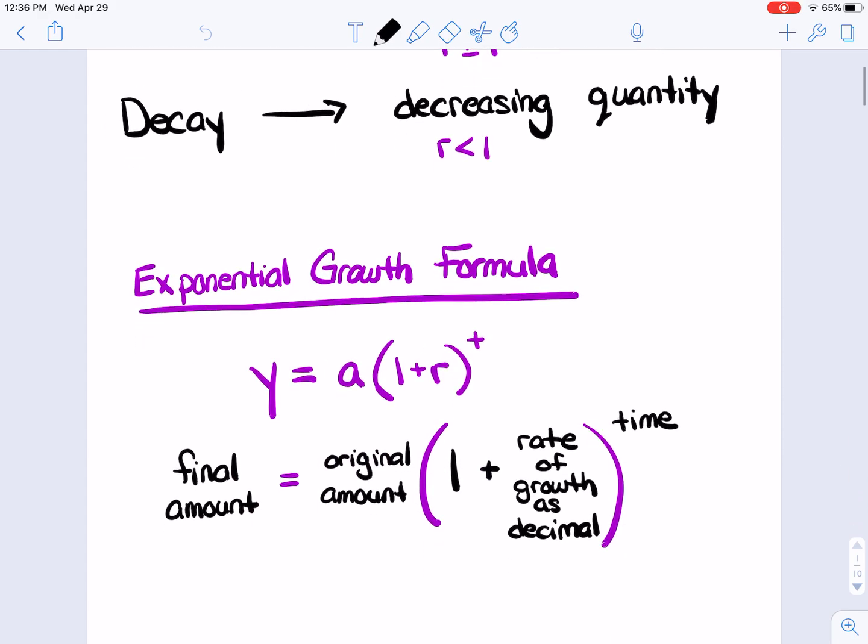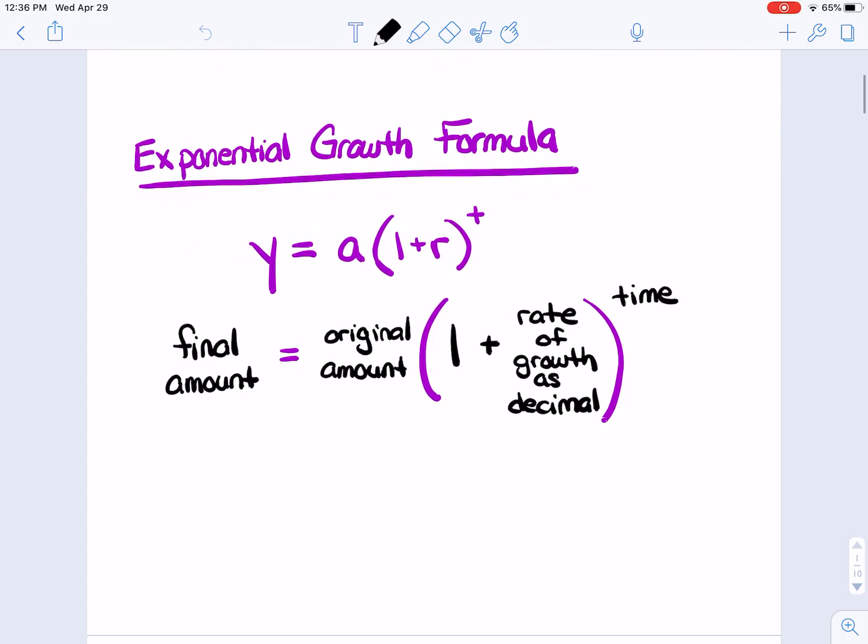So we're going to do the exponential growth formula first. The only difference between exponential growth and decay is that in growth there is a plus sign, and in decay there's a subtraction sign because it has to be less than 1. So here the equation is y equals a, parentheses, 1 plus r, raised to the power of t. I broke down the formula, each part, to show what each variable equals.